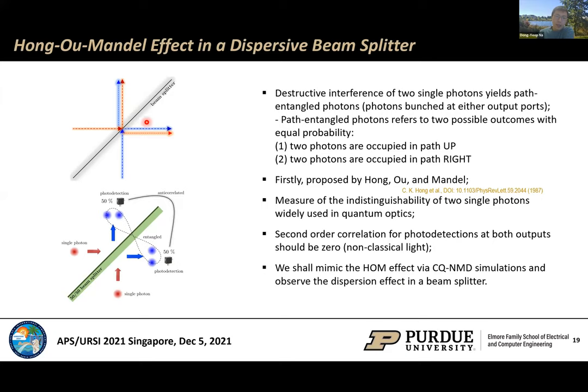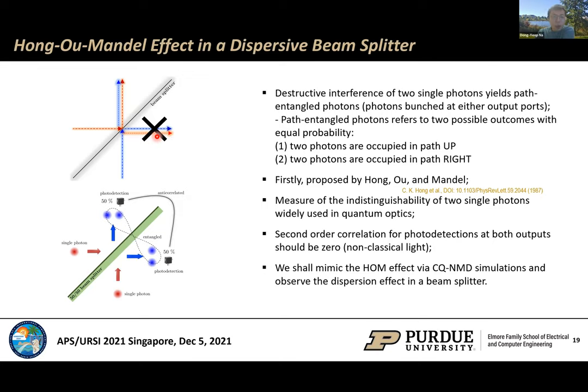So let's consider the classical case. We have a beam splitter. If we send classical light, for example, laser beams, then by properly engineering this beam splitter, we can make only one of the output ports have non-zero light in a deterministic sense. It never happens at the other output port, I mean, non-zero light intensity.